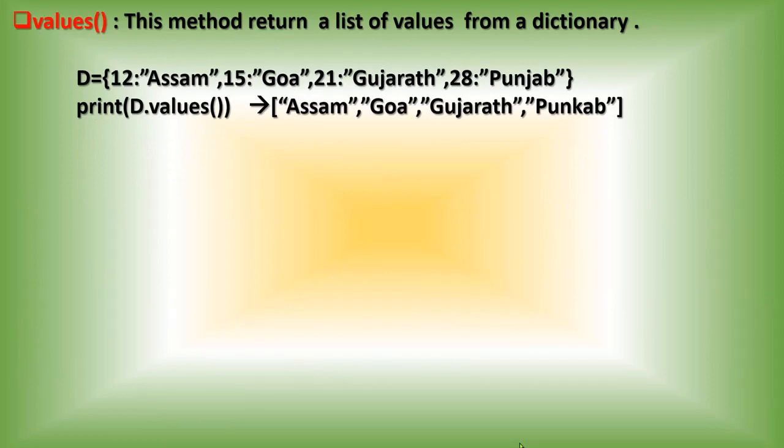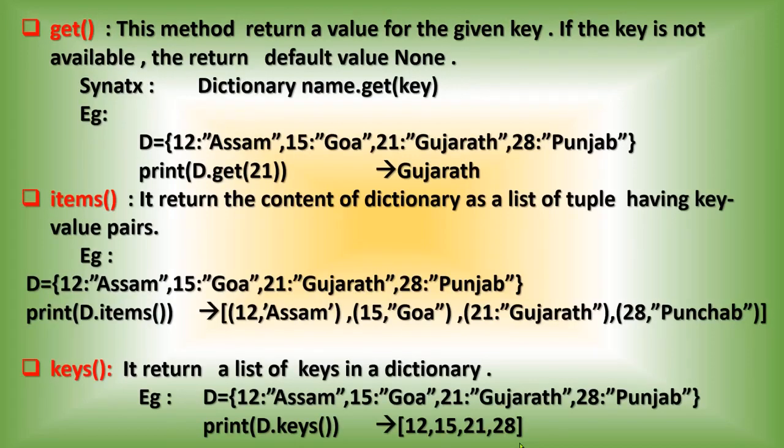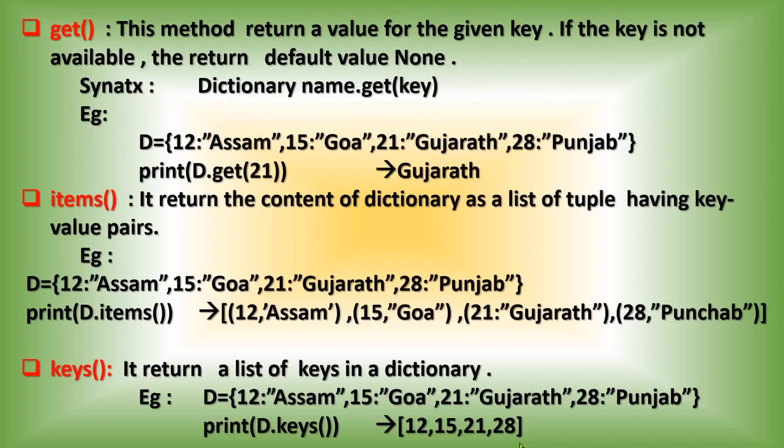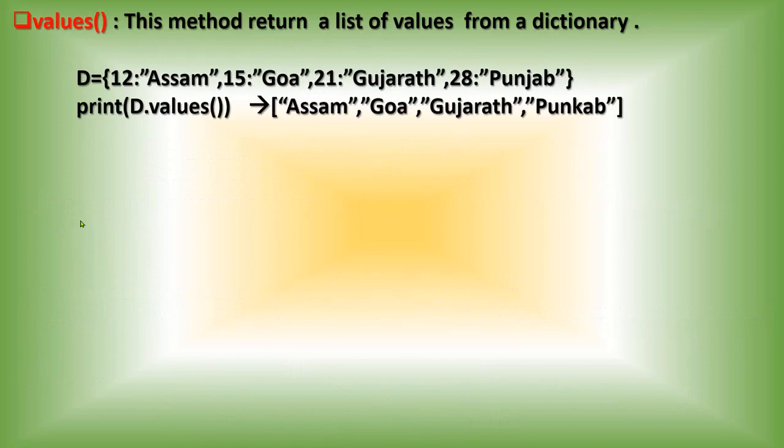And the next method is values. Can you say what is the function of values? What is the function of keys? It returns the keys. So what is the function of values? It returns only the values. Only the values from the dictionary are returned in the form of a list. See the difference? The first one you studied is items. Items will return both key and value. Keys will return only keys and values will return only values. There is a difference.